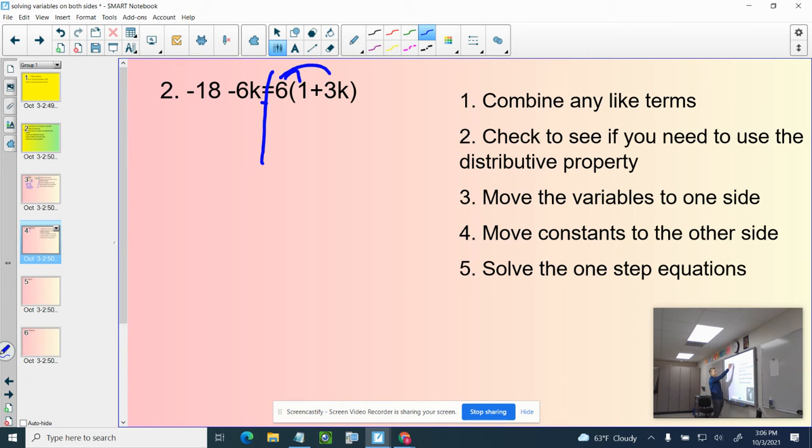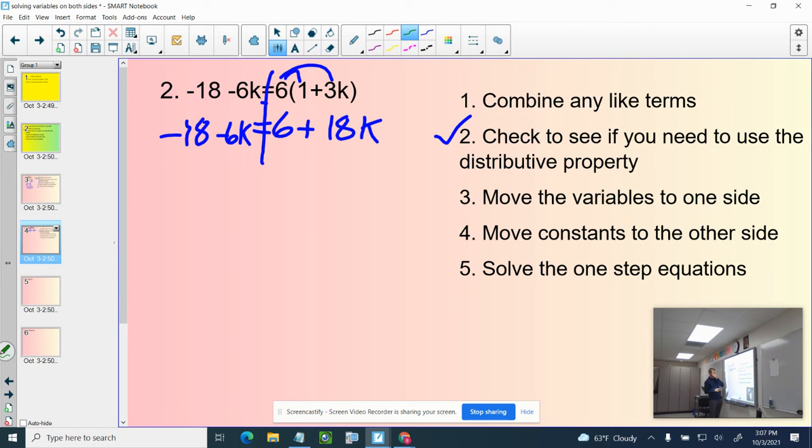I'm going to distribute that 6. So I'm going to have 6 plus 18k. And on the left side of the equation, I haven't changed anything. So far, step 2 is done. Step 1, like I said, it's repetitive, so I'm not going to check it off. Step 3, move the variables to one side of the equation. So I'll do that. And looking, this is where I get some choice. I can move negative 6k to the right side. I can move 18k to the right side or to the left side.